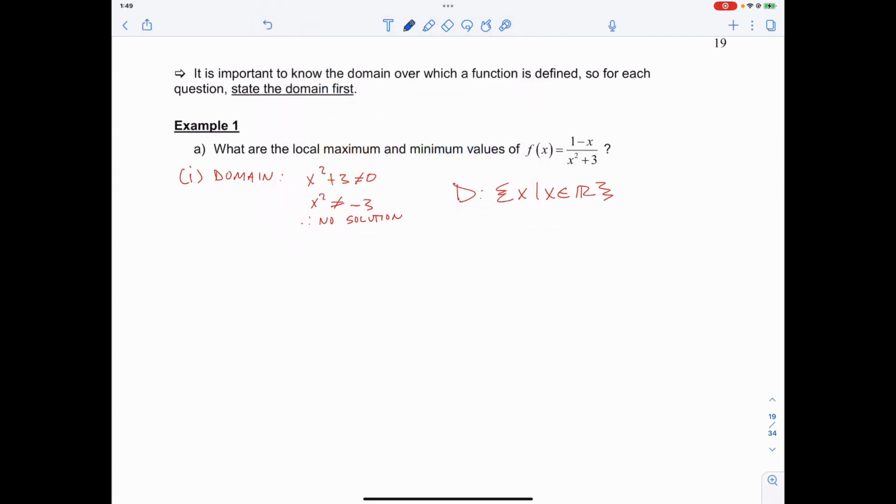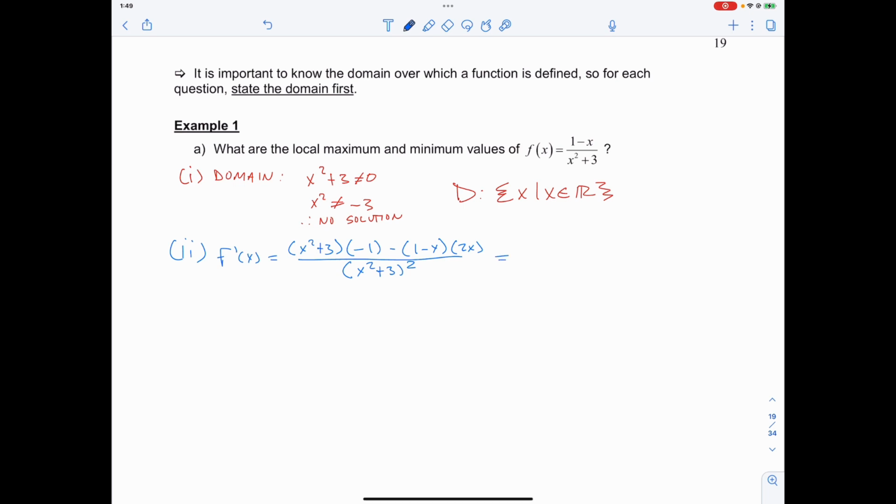The second thing we're going to do is we're going to differentiate. We're going to say f prime of x is equal to, well, we need to use the quotient rule in this case. So we're going to take the low times the derivative of the high minus the high times the derivative of the low, all divided by the low squared.